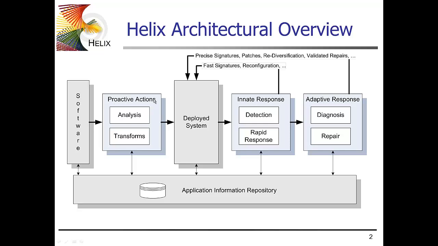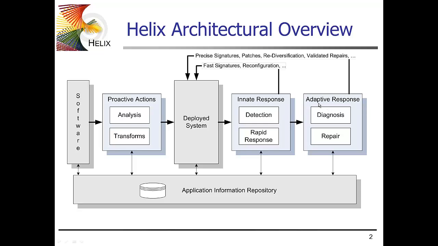We have proactive techniques that analyze and transform the program before it's deployed, and these store the results in an application information repository. This is really just a database of all the facts we know about the program. Once the system has been deployed, there's also the opportunity to do innate responses. Innate responses can detect that an attack happened, such as a code injection was attempted, and perhaps immediately respond to that attack, such as changing an encryption key that's used to encrypt the code.